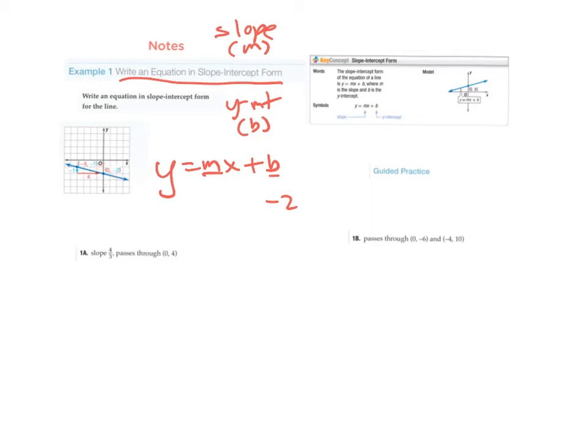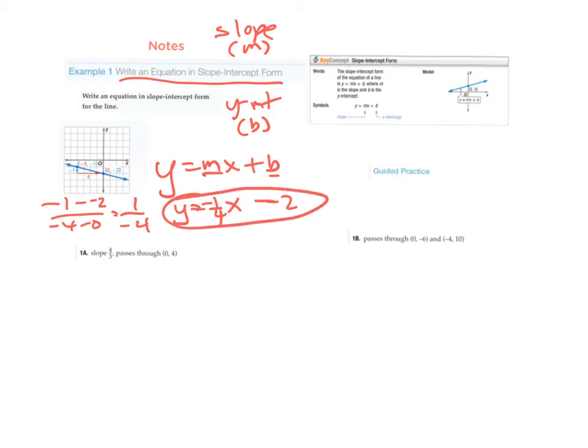So to figure out the slope, we can use the 2 points that are given to us. We have (-4, 1) and (0, -2), and we can determine the slope by subtracting those. So I'm going to do -1 minus -2 over -4 minus 0, and that's going to be 1 over -4. And so now we have our slope, so I can fill that in, -1/4 x, and then we know the intercept is a -2, and so our equation is created.